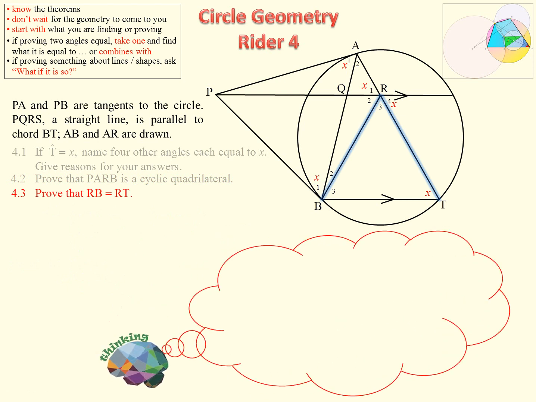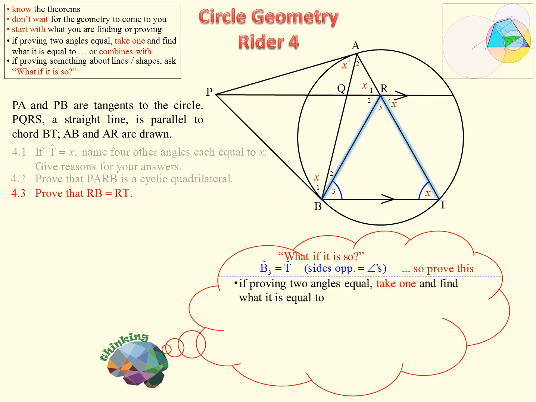Third part, prove that RB equals RT. So it's about lines, so we say, well, what if it is so? What if RB is equal to RT? Well, then B3 would equal T. Sides opposite equal angles. In other words, isosceles triangle. So let's prove this. We have to prove two angles equal. So once again we say, proving two angles equal, take one, find what it's equal to.